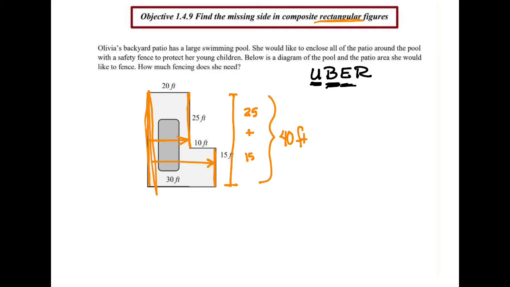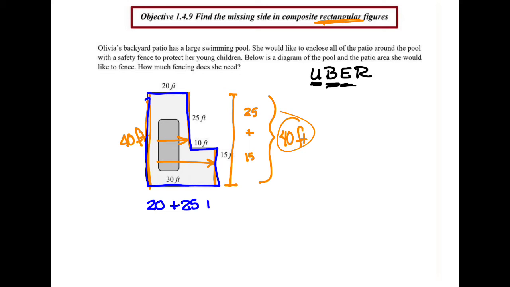And because it's rectangular, I'm going to erase this really messy part over here, sorry. This side over here is going to equal the other side, which is 40. So now that we've found that side, we're going to add all the way around. 1, 2, 3, 4, 5, 6 different measurements added up. So we're going to start with the 20, 25, 10, 15, 30, and 40.